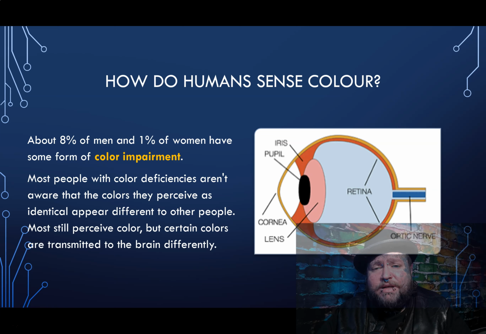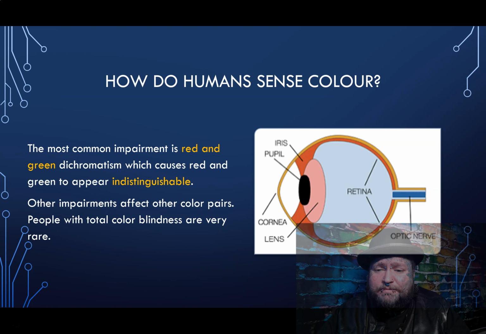So here's another thing we have to worry about later on, maybe in the second part of the case study, the non-spuriousness. How do we deal with individuals or sampling and knowing if they have color impairment? Because that's going to change their perception of reds and greens and so forth. The most common impairment is red-green, which causes red and green to appear indistinguishable. So if our choices were red, green, and blue, then red and green are going to look exactly the same to that person.